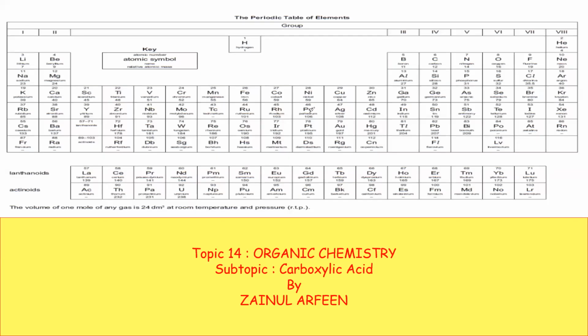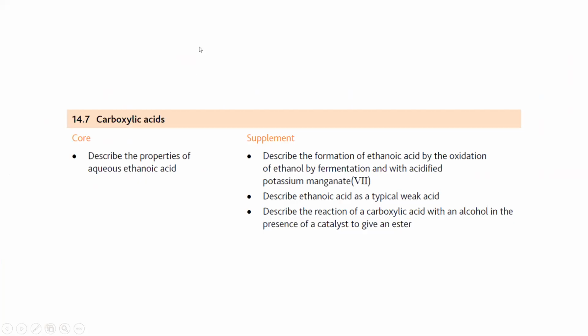So topic 4, organic chemistry, and the subtopic is the carboxylic acid. So what are carboxylic acids? Carboxylic acid means the compounds which contain this group, C double bonded with O and OH, and we call them acid because they are proton donors, but they are weak acids as they do not ionize completely, they ionize partially. That's why we call them a weak acid.